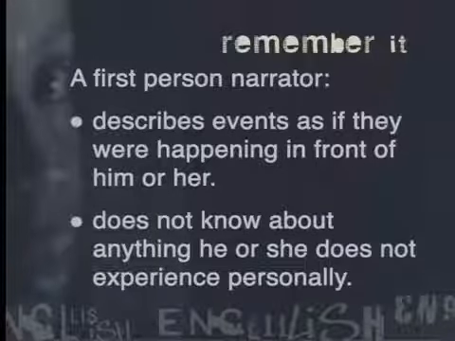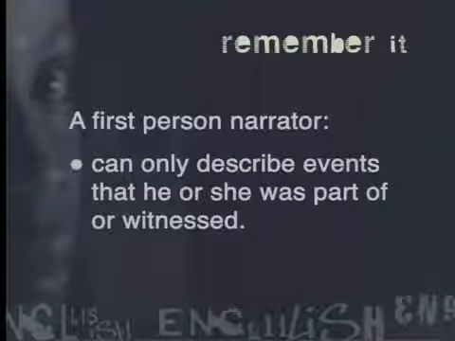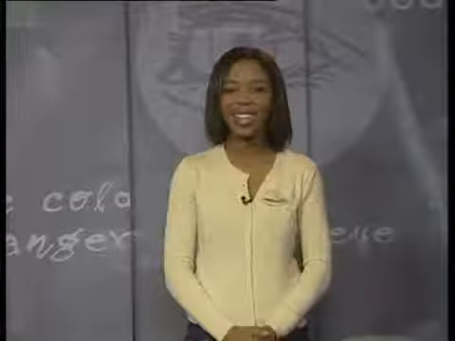A first-person narrator describes events as if they were happening in front of him or her, does not know about anything that he or she does not experience personally, can only describe events that he or she witnessed or was part of. The other kind of narrator is a third person or omniscient narrator.